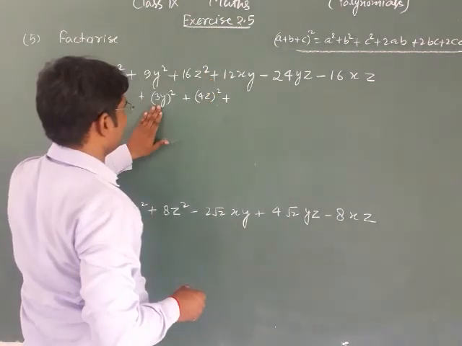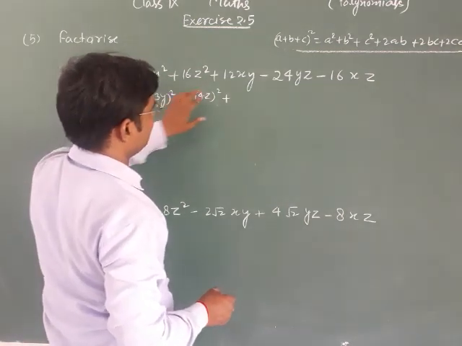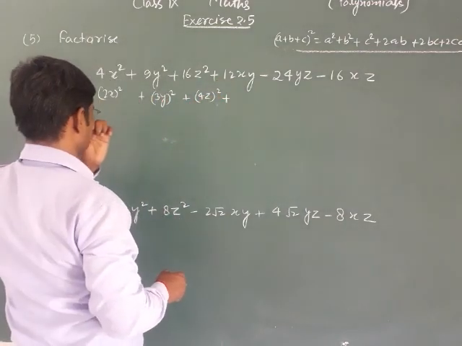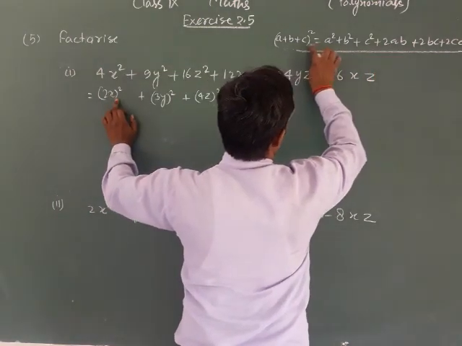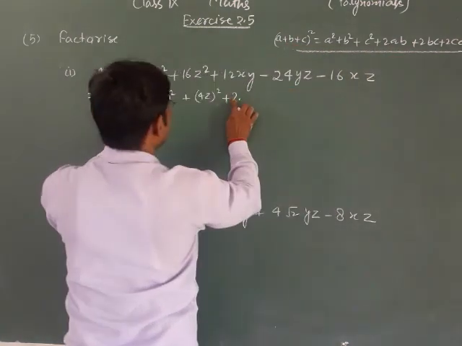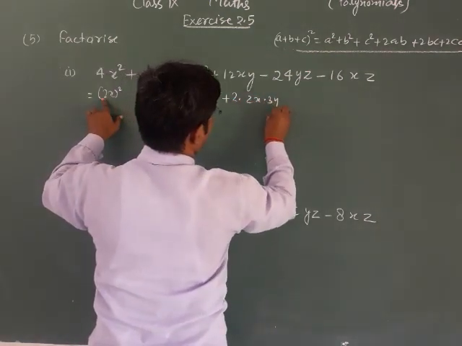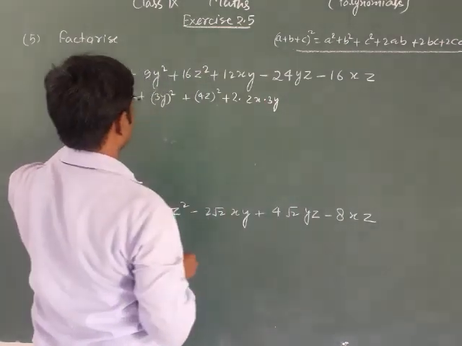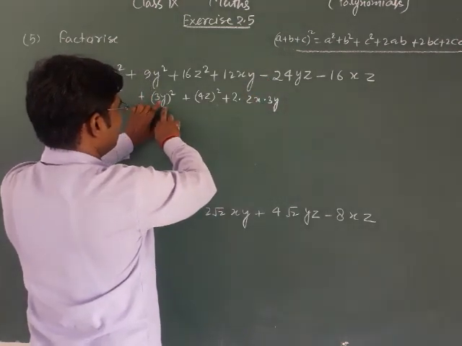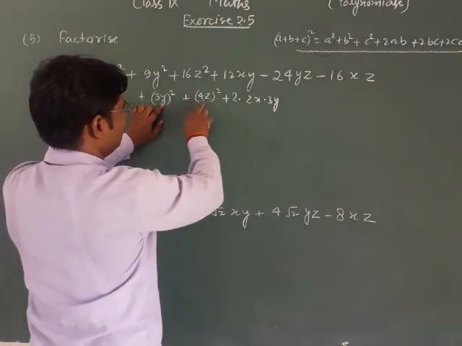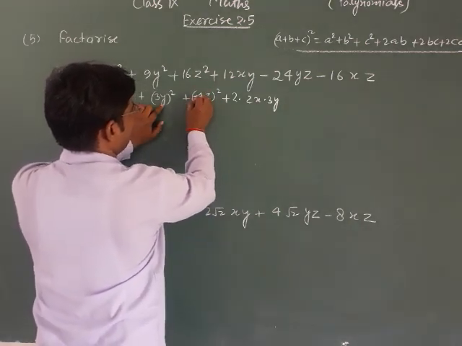The first and second are taken positive, because x and y are variables, so the product will be positive. Now 2 times first into second, so 2x into 3y. Also, this is taken negative. So first and second are positive, and the third is taken negative. So this is minus.